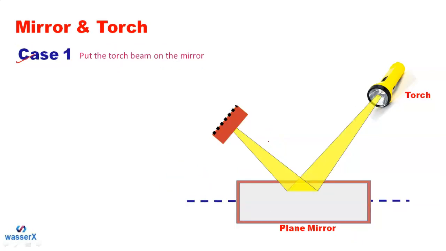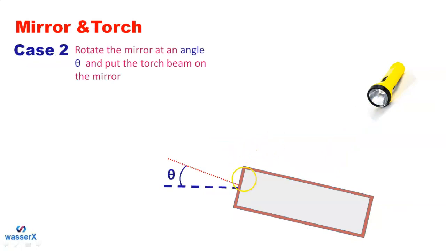So this was the first case. This is the position of the mirror, as you can see here, theta is equal to 0 degree. But now, students, we are making some angle, we are rotating the mirror, let's say by theta degree here. So this is case 2 basically. In case 2 we are going to rotate the mirror at an angle of theta degree and put the torch beam on the mirror.